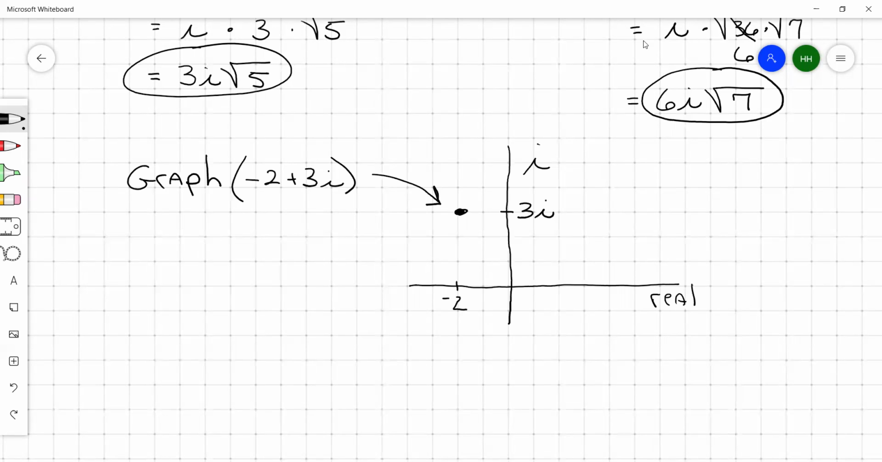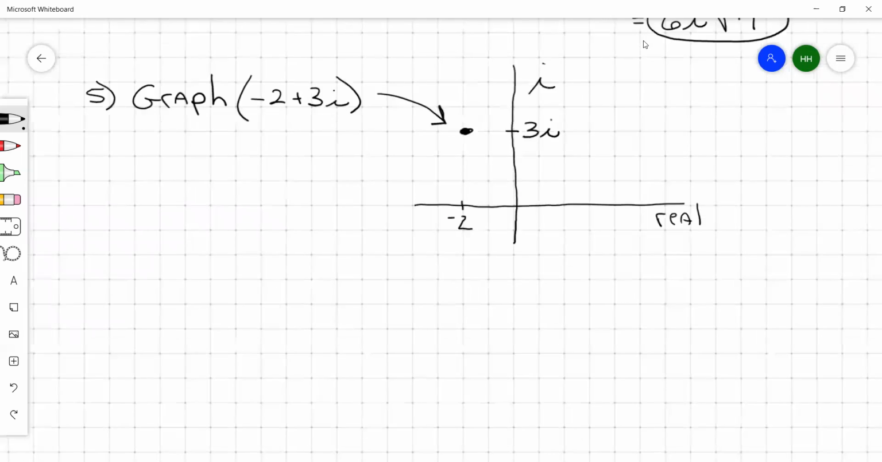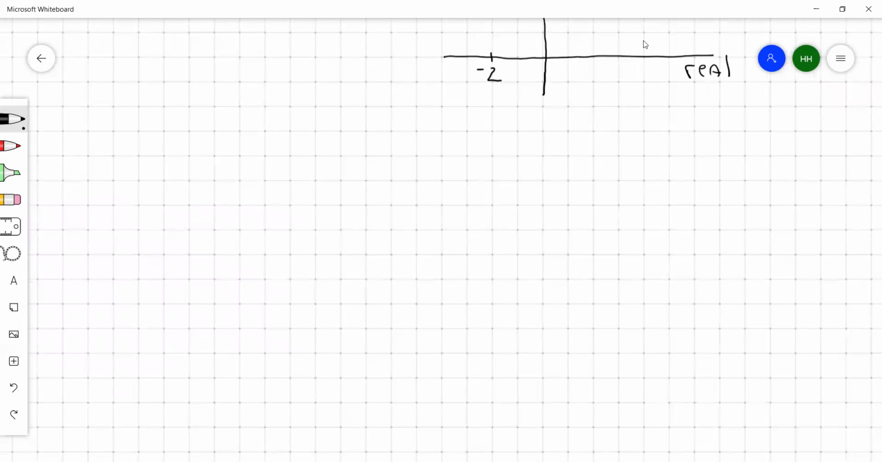All right, that was number 5, right? All right, 6, 7, and 8. What is the absolute value of each number? So number 6, we're looking for the absolute value of 3 minus 5i.